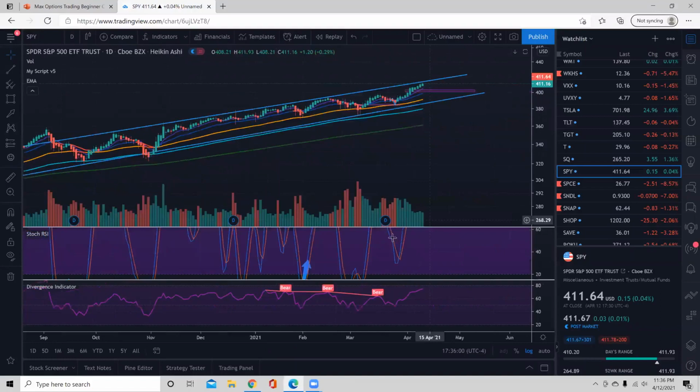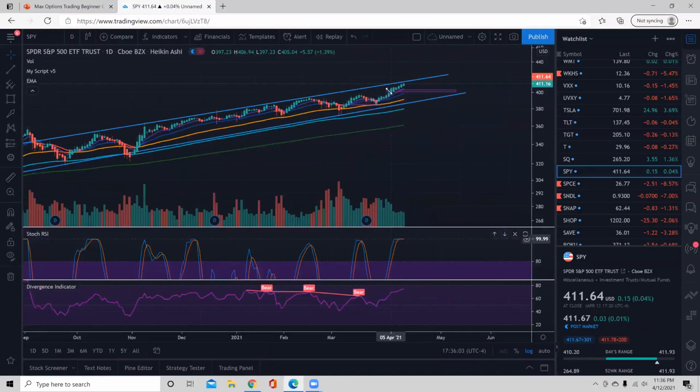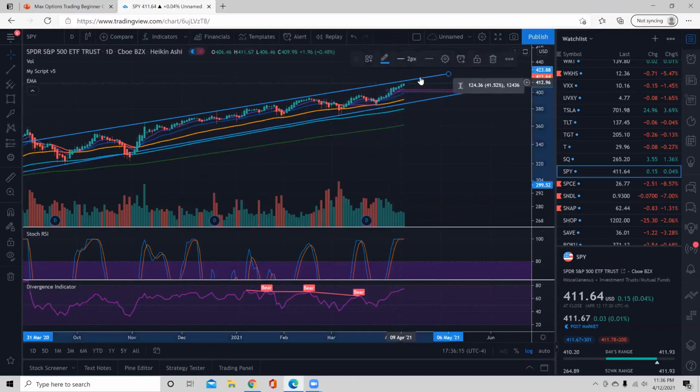SPY had reached the top on the 5th of April. However, we have no turning points. You see how it's just flat on the top of the extreme. And you can buy it at that level, which would have brought you from 400 all the way to 412.